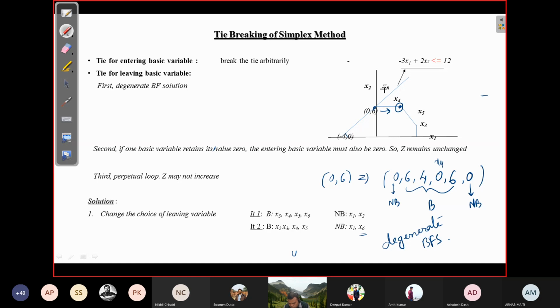When you conduct the minimum ratio test, definitely you will choose x4 to leave the base, because x4's value is 0. The right hand side is 0, divided by any coefficient will be 0 only. So you may choose x4 to leave. If you choose x4 to leave and x1 to enter, then what is the next table you are getting?